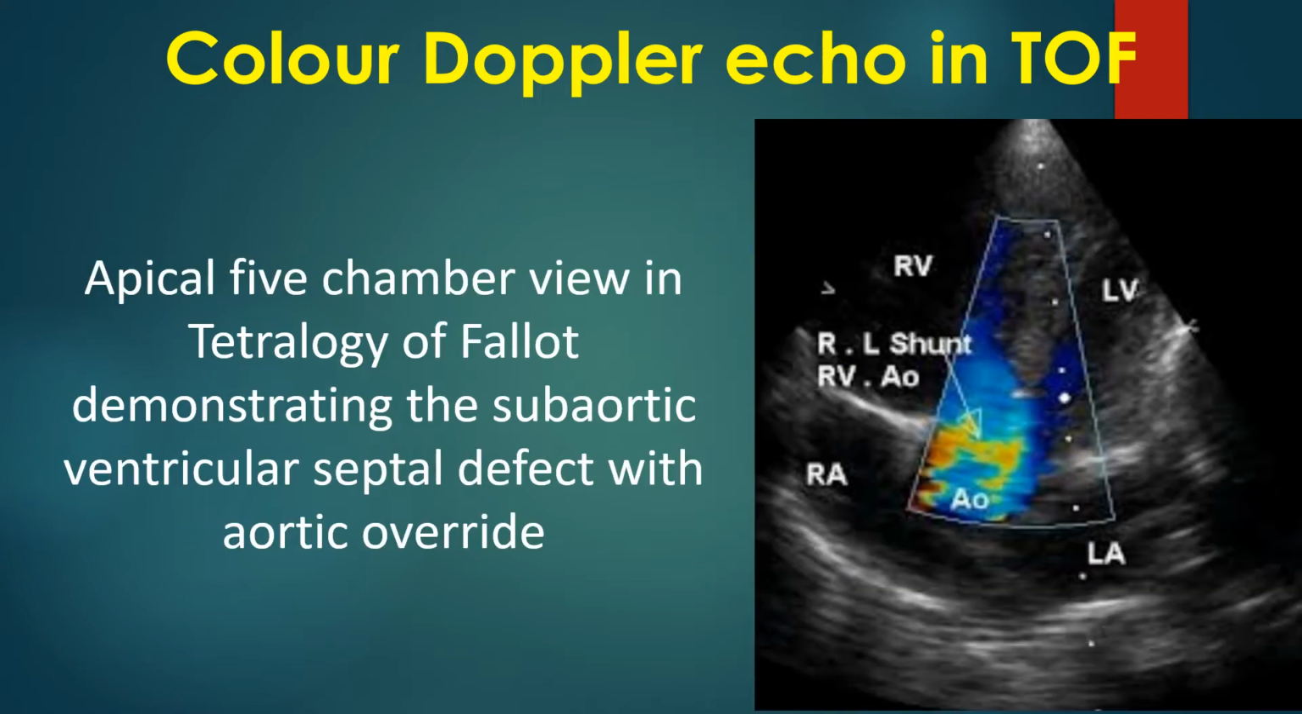Apical 5-chamber view in tetralogy of Fallot demonstrating the subaortic ventricular septal defect with aortic override. 50% of the aorta is committed to the left ventricle while the remaining half is committed to the right ventricle.